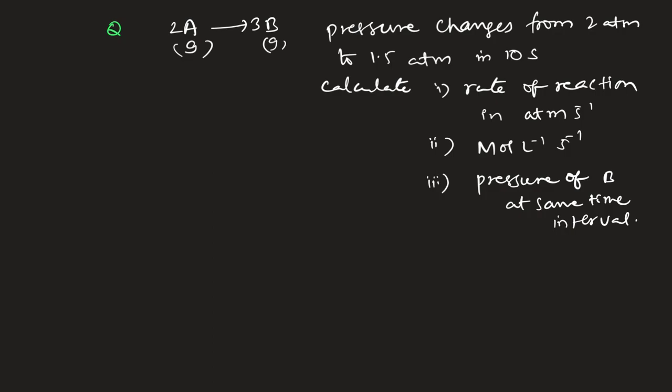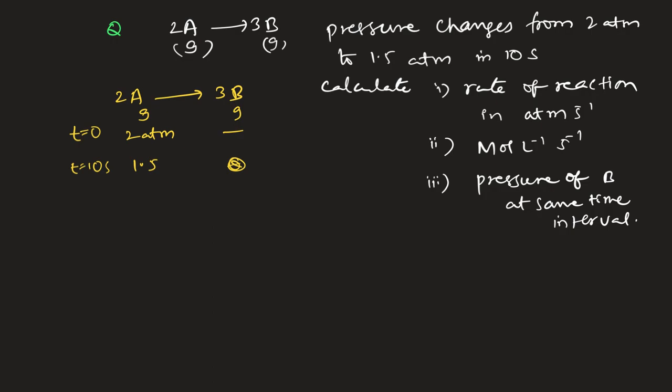Now the answer. In this, 2A gives rise to 3B. This is in gaseous form. At t equal to 0, how much pressure? 2 atm. Product is not formed yet. At t equal to 10 seconds, it is reduced to 1.5. Then how much is formed here? Some extra is formed. But we are not calculating with respect to the product, whatever product is formed. Now we want it with respect to the reactant.